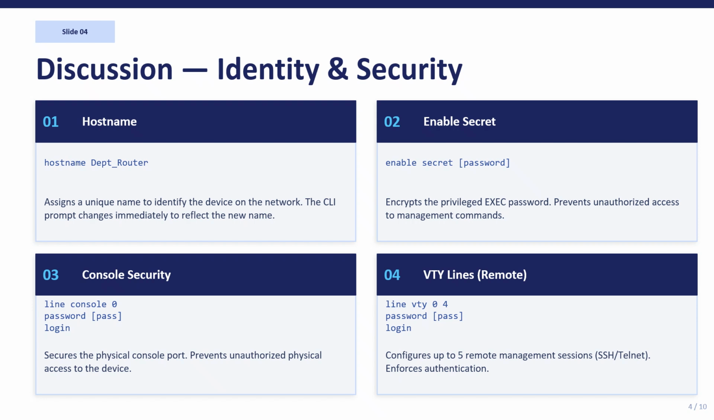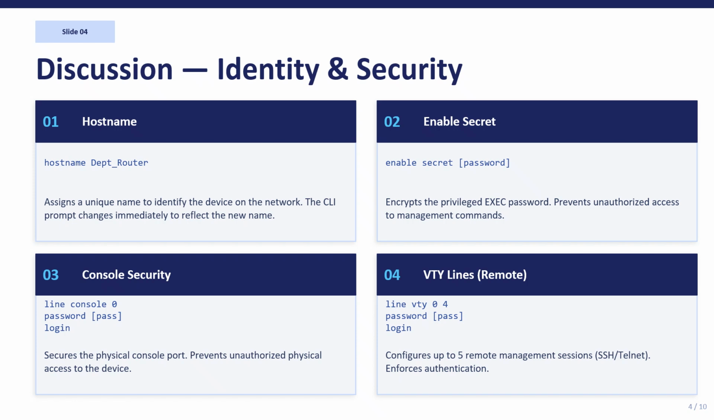And the fourth, VTY lines. We must configure up to 5 remote management sessions, enforcing authentication. We configure VTY lines for remote management. This controls who can connect via Secure Shell or Telnet. These four steps together form the security foundation of every router's deployment.